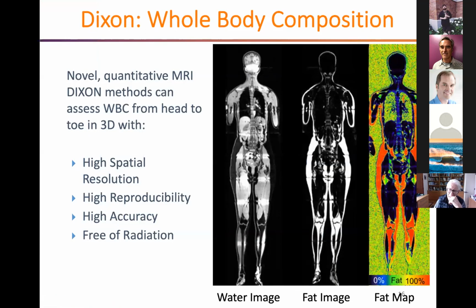I just wanted to show a brief image of what we can do as well. We can do whole body composition. You see a water image of the whole body and a fat image of the whole body, and then you can also acquire fat maps. We can look at, for example, thigh muscle volume and thigh muscle fat, as well as other fats, visceral fat, subcutaneous fat, and so on. That's also good, and of course, spinal muscles. So that's a good means to look at the whole body in relatively short scan time.